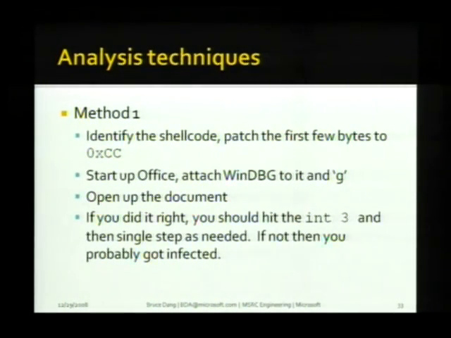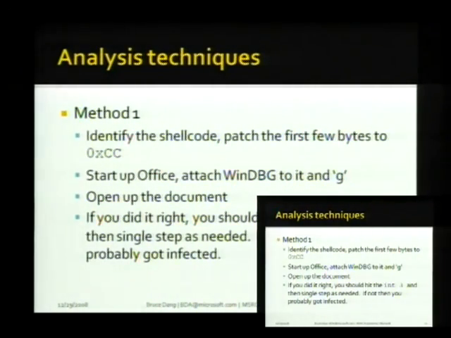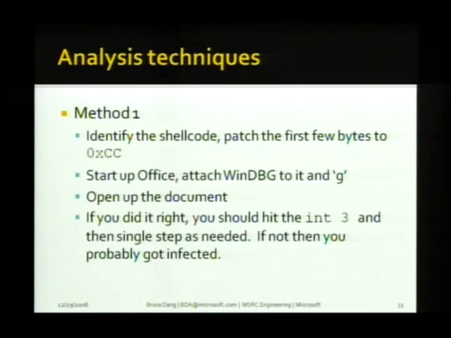All right, once you determine the shellcode, these are dynamic analysis techniques. For static techniques, you just page down and you read. Once you identify the shellcode, you just patch the first few bytes with 0xCC, which is INT3, and then at startup of Office, you attach a debugger to it, and you click on the document and open it up. If you identified the shellcode correctly, then you'll hit a breakpoint.